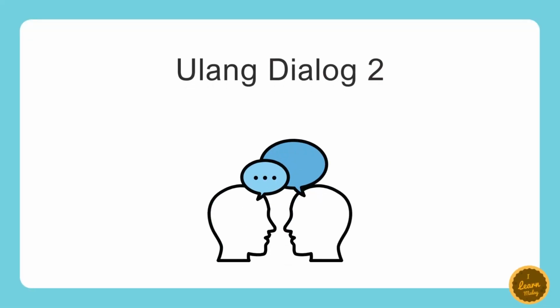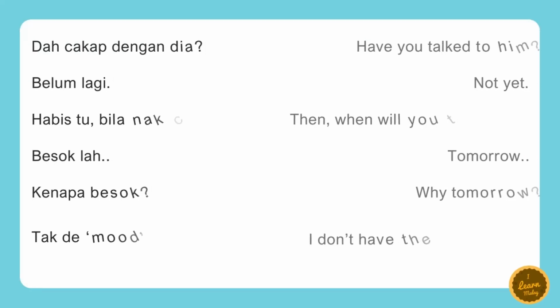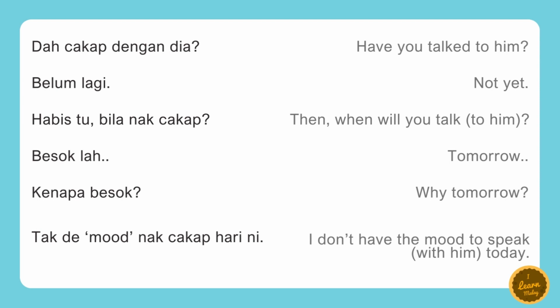Ulang dialog kedua. Repeat the second dialogue. Dah cakap dengan dia? Belum lagi. Habis tu bila nak cakap? Besoklah. Kenapa besok? Tak ada mood nak cakap hari ni. Dah cakap dengan dia? Belum lagi. Habis tu bila nak cakap? Besoklah. Kenapa besok? Tak ada mood nak cakap hari ni.